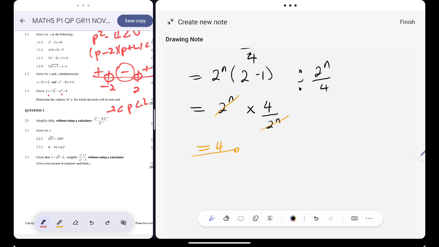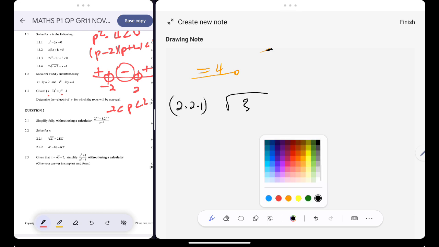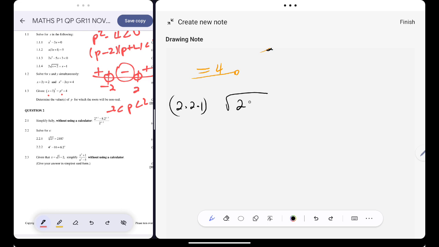Now I must answer question 2.2. I'm supposed to solve for x. 2.2.1. I'm solving for x. X is at the exponent. In this case, it's the same as saying x is at the exponent. 2187. You can write this as 3 cubed. There's x here, and then this is the same as 3 to the power 7.